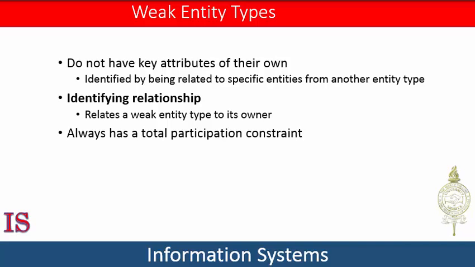A weak entity type normally has a partial key, which is the attribute that can uniquely identify weak entities that are related to the same owner entity. In our example, if we assume that no two dependents of the same employee ever have the same first name, the attribute name of dependent is the partial key.